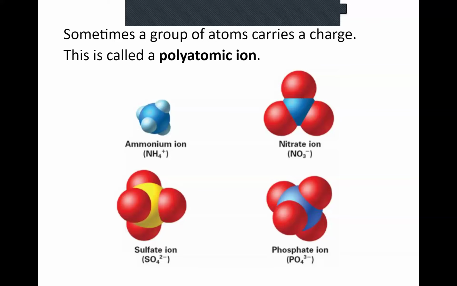Now, here's the good news. The nomenclature for this is very straightforward. Suppose we want to write the formula for an ionic compound that consists of a combination of calcium ion, which is the positive ion, and nitrate ion, which is the polyatomic negative ion.